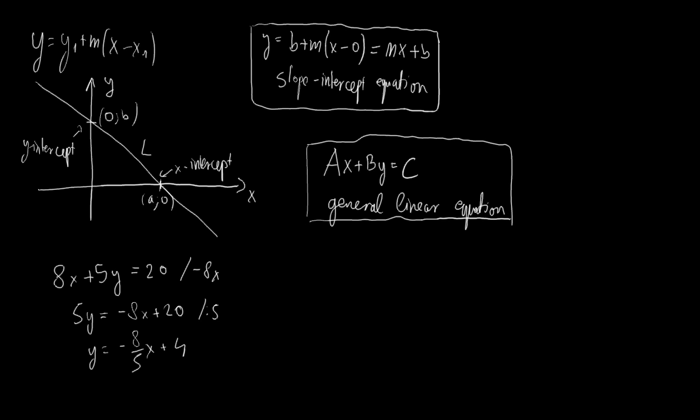And now that is the slope-intercept equation of the line. So you can see that the coefficient of x is the slope. So here comes that m equals minus 8 over 5, and b, which is the y-intercept, is 4. And that was the whole problem. I hope you understand this.